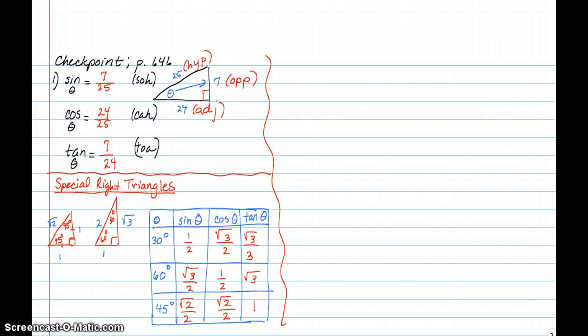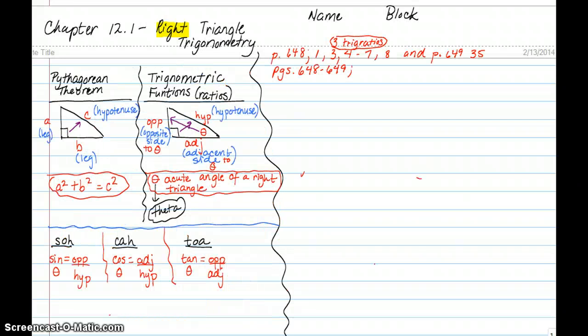Okay, so in this picture, on number 1, which is from the checkpoint exercise, page 646, before we go on, there are going to be 2 assignments associated with chapter 12.1, right triangle trigonometry. The first assignment will be page 648, 1, 3, 4 through 7, 8, and on page 649, 35. And then you'll have pages 648 to 649, 13 through 33 odd. This will give you some experience with the right triangle trigonometric functions.